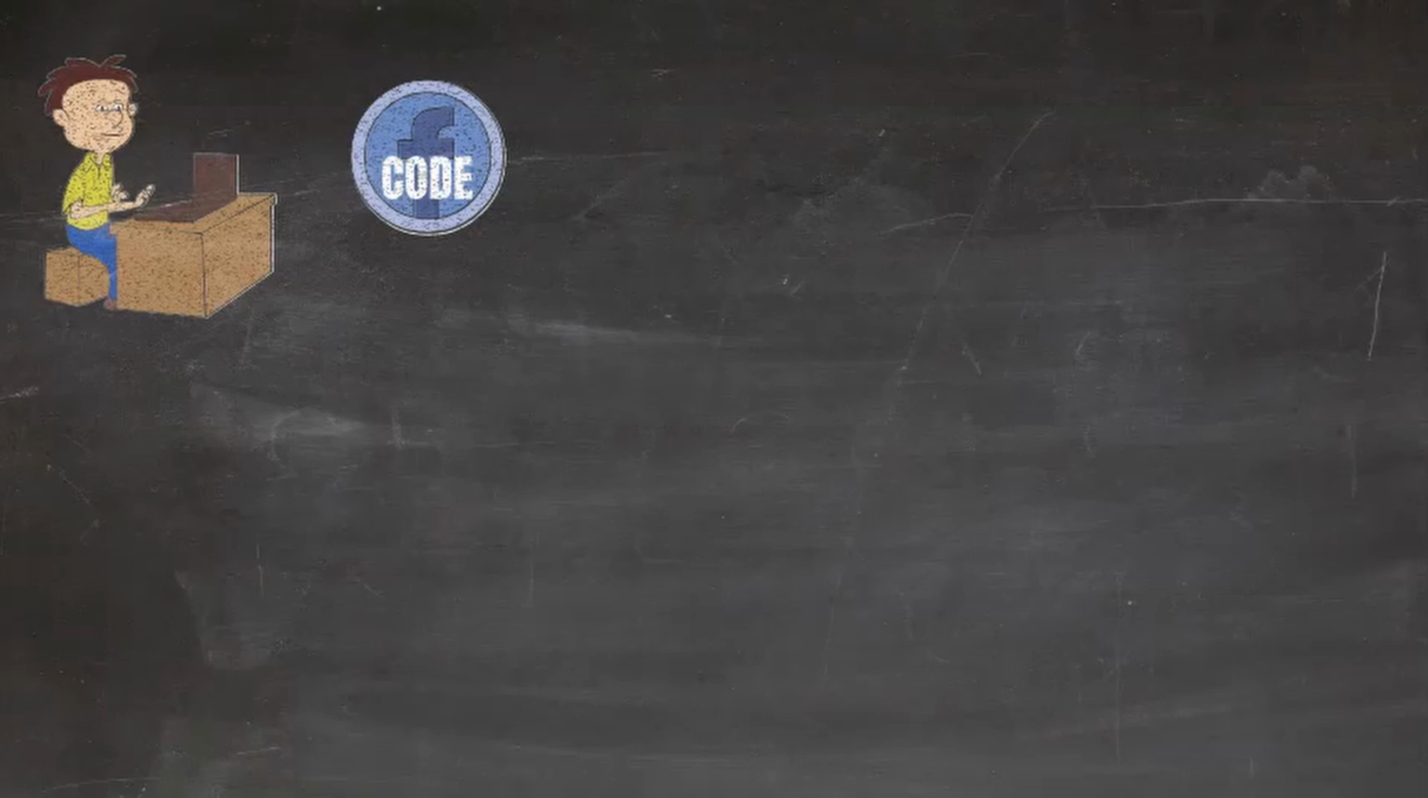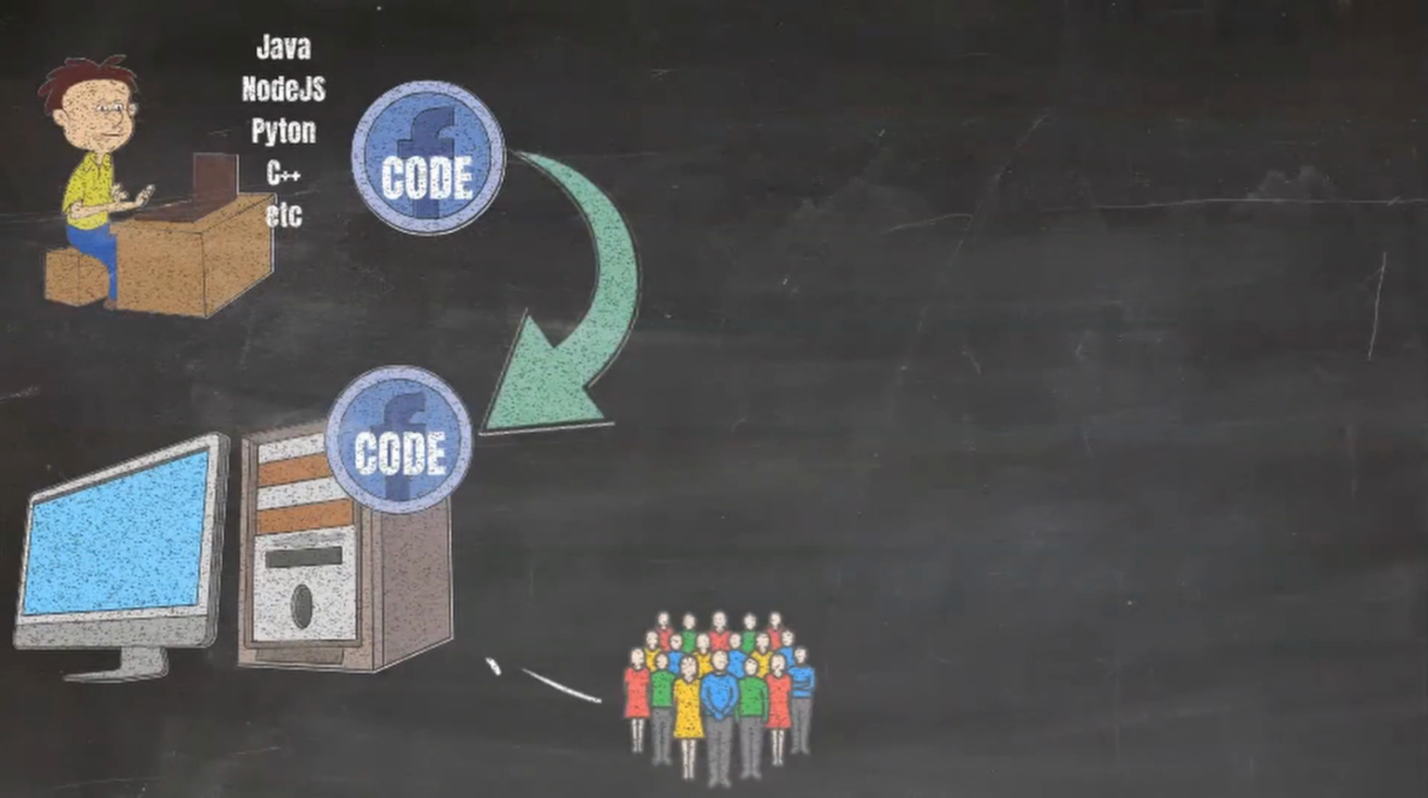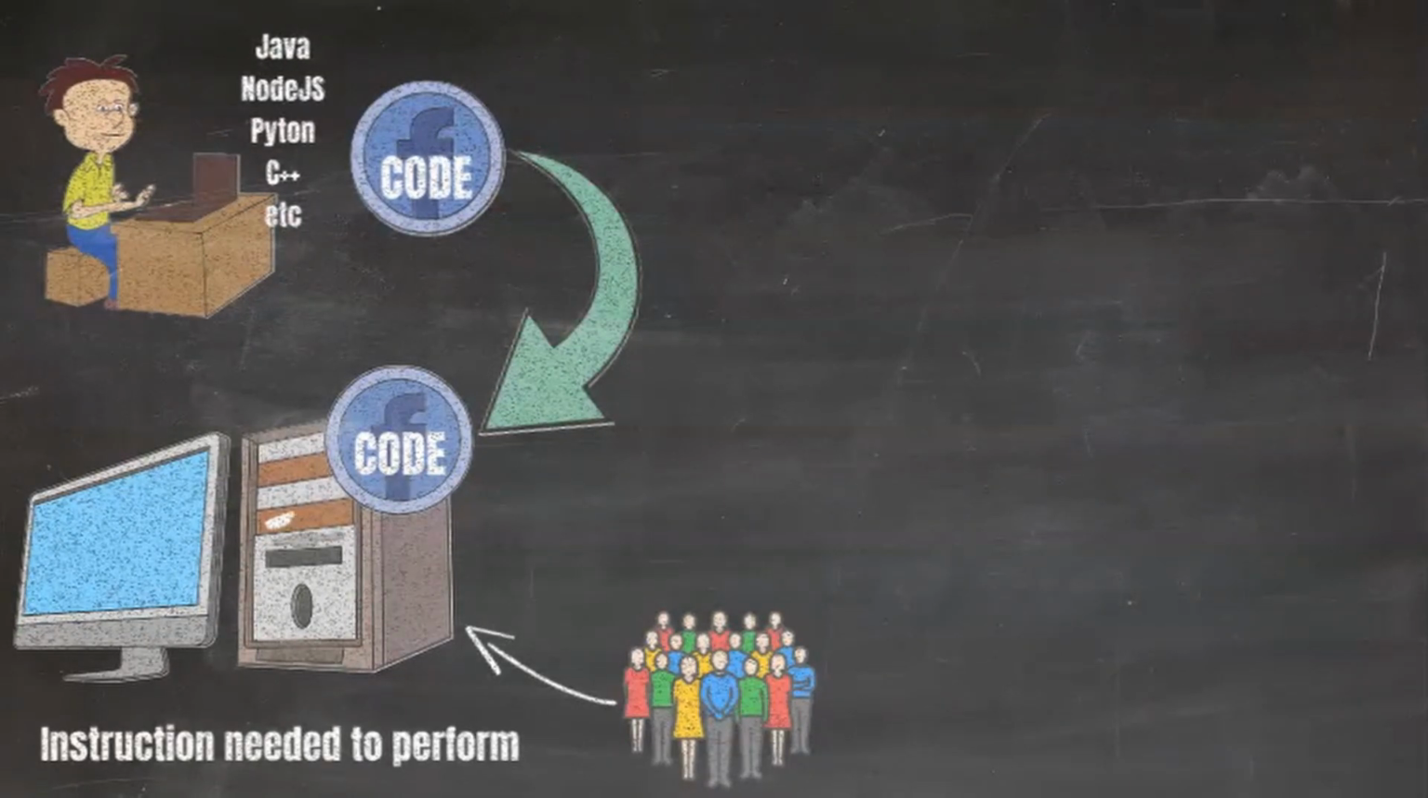And he will probably write this code in Java, Node.js, Python, C++, or whichever programming language he may choose. Once he's ready with the code, he needs to deploy that code into some machine so that when the general public accesses Facebook, the request will actually come to that machine where the code is running. Code is nothing but a set of instructions on what needs to be done.